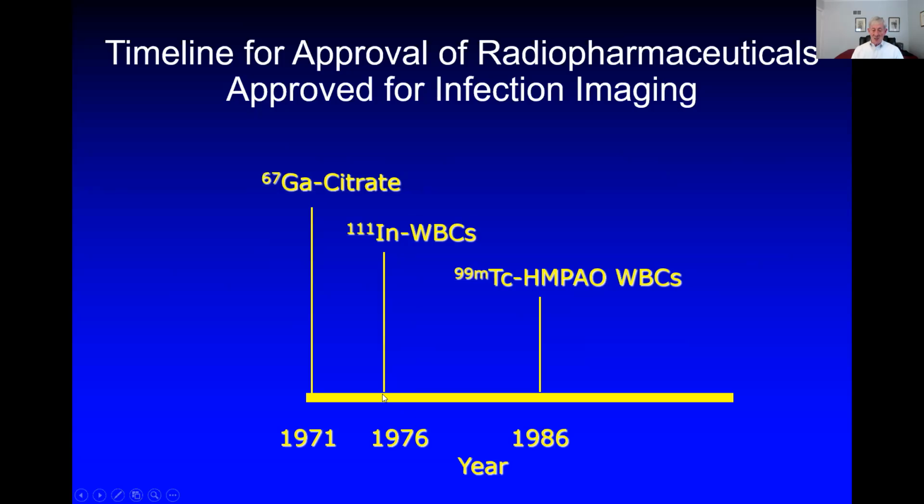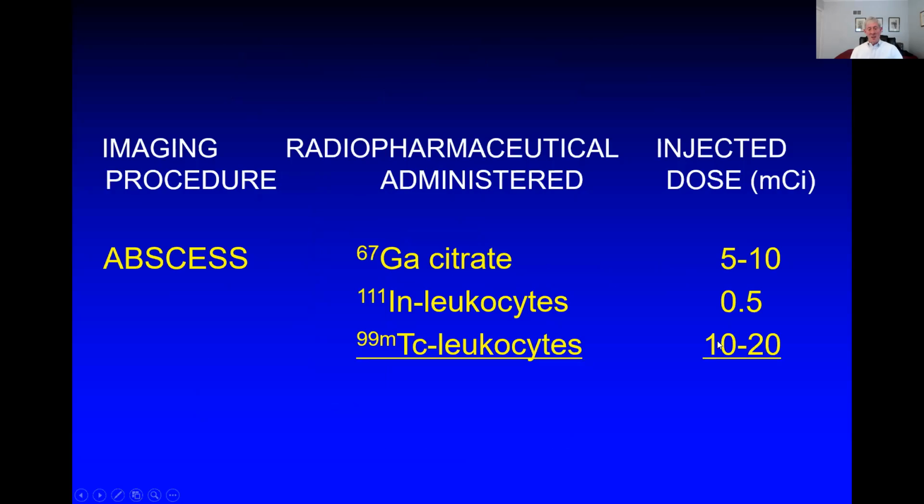And then in 1976, that's 45 years ago, indium white cells, where we learned that we could take indium oxine, bind it to white cells, and we could find abscesses and inflammatory sites, not malignant tumors, but abscesses. And then 10 years after that, so that's 35 years ago, we have technetium labeled white cells that we label with Ceretec, which is HMPAO. So you can see there's a very, very long history, really 55 years of imaging for abscesses and inflammatory sites.